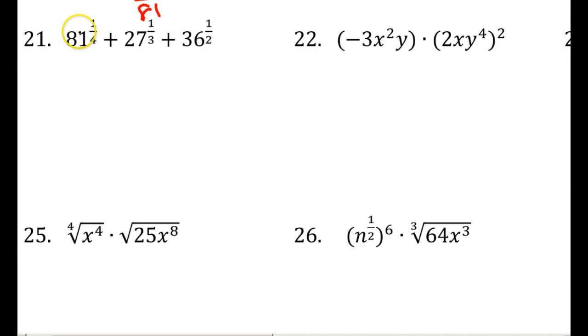What times itself 4 times is 81? 3. What times itself 3 times is 27? 3. What times itself 2 times is 36? 6. Add them up. 12.